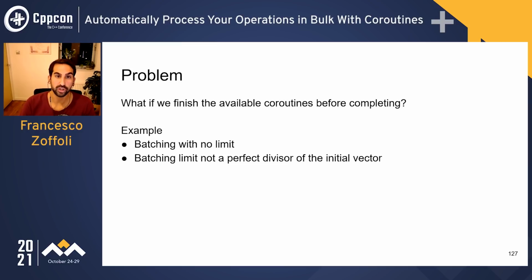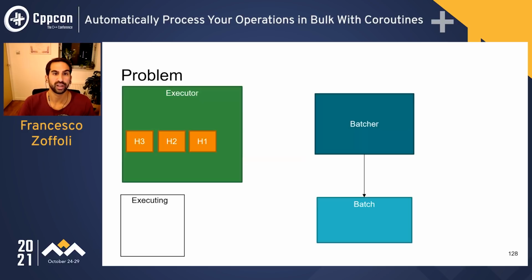But what if we finish the available coroutines before we completed all the tasks? An example, like Nina was saying, is the batch has no limit, because maybe there's no maximum limit for your batch, or the limit is not a perfect divisor of the vector of operations. So for example, you have 5 users, but your batch maximum size is 4. So let's see how it looks.